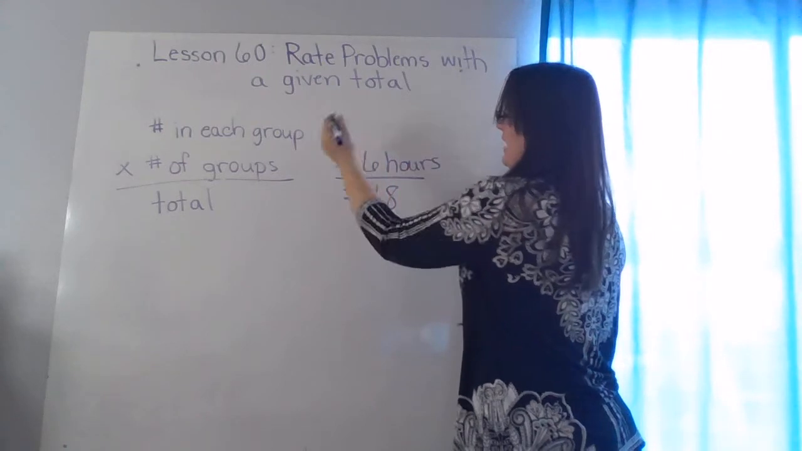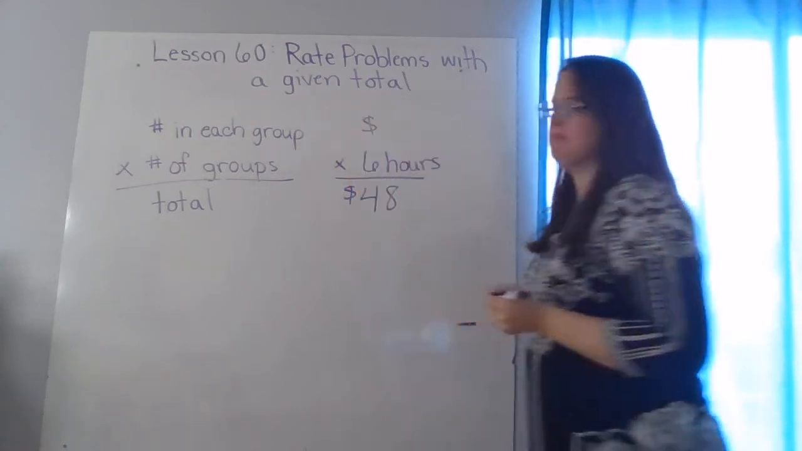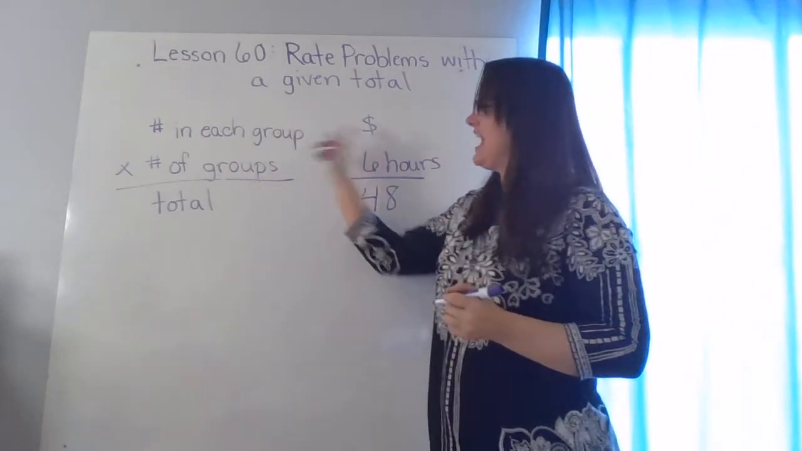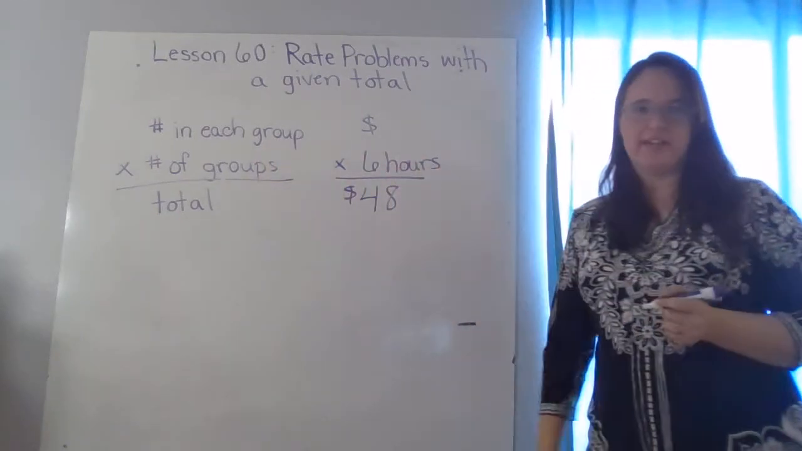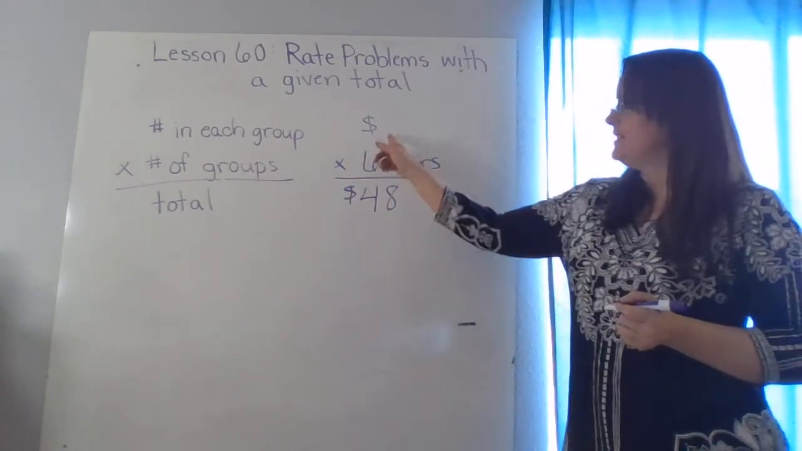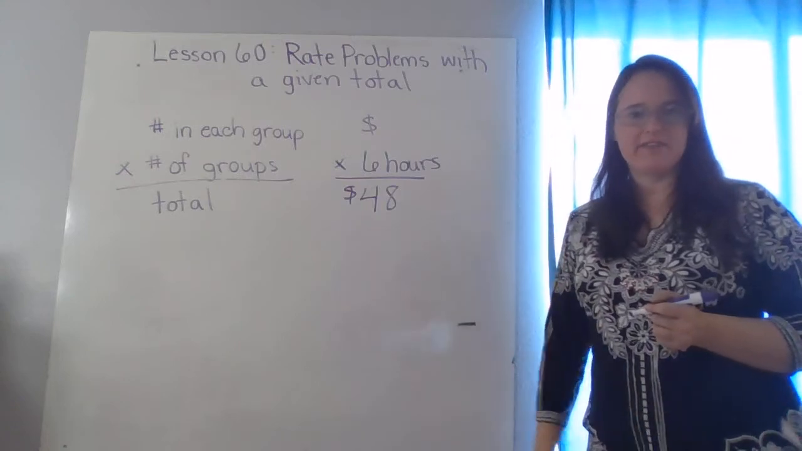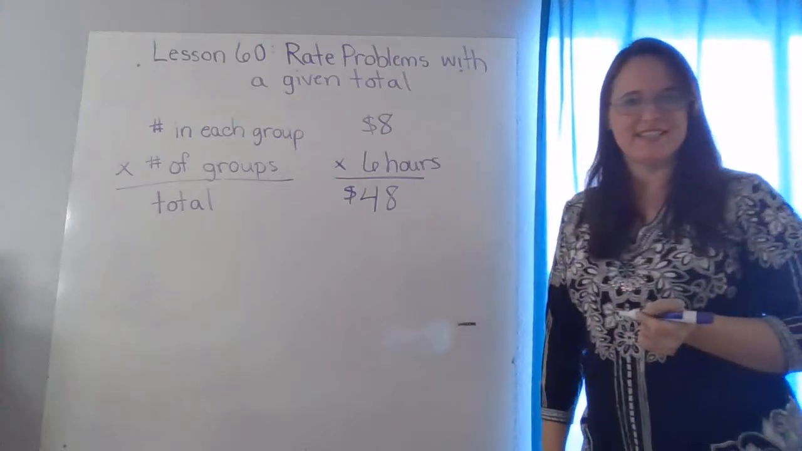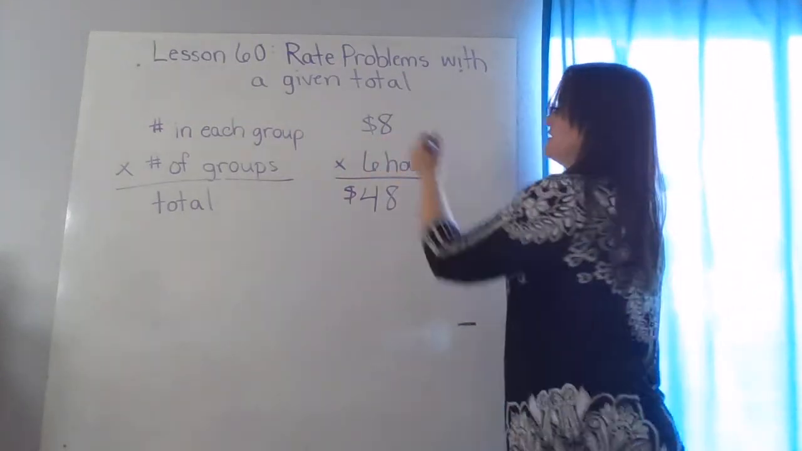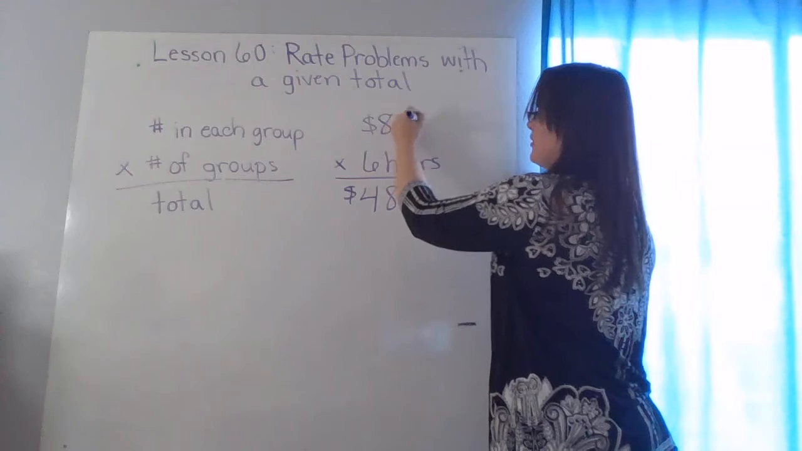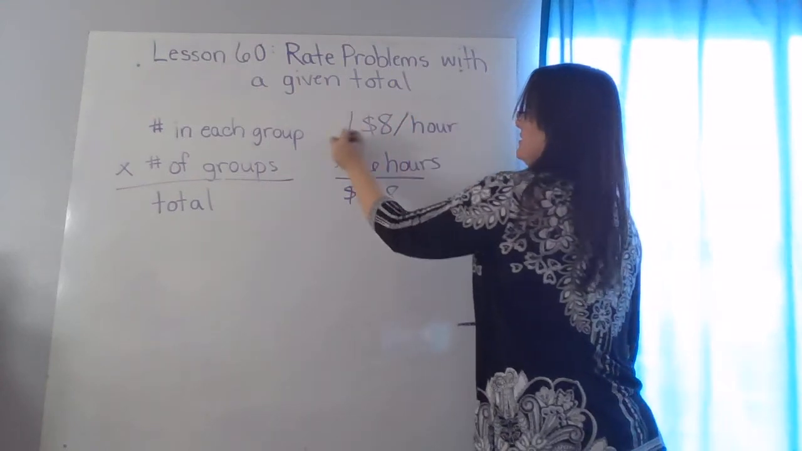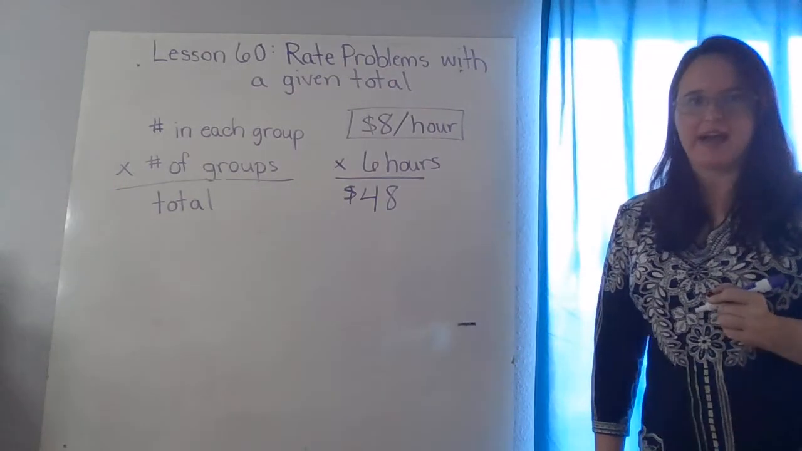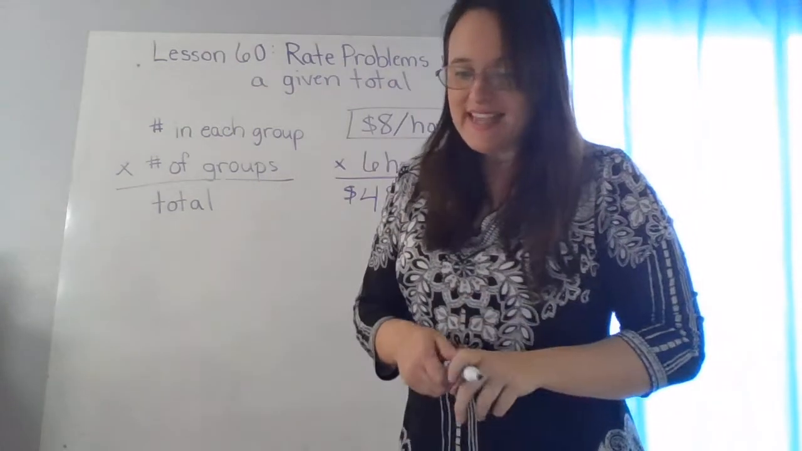And we want to know how much was she paid for each hour? How many dollars did she get in each group of 1 hour? Well, what number times 6 gives me 48? 8 times 6 is 48. So $8, and then we can do the little fraction per hour to show our rate there. $8 per hour. That is the end of your lesson.